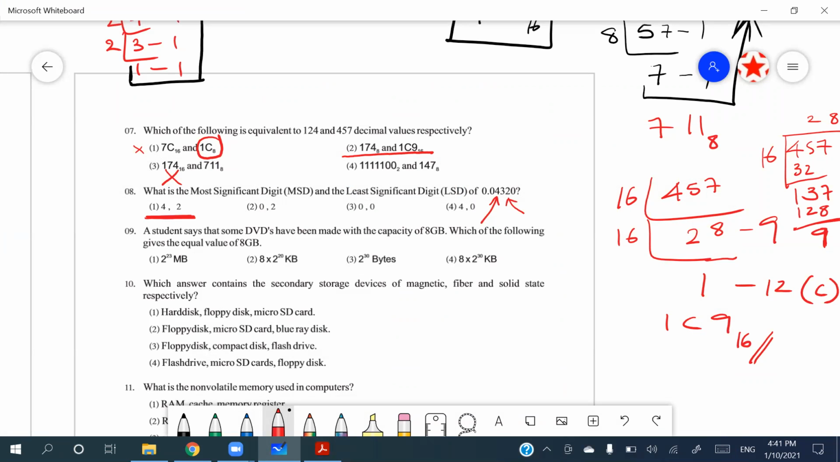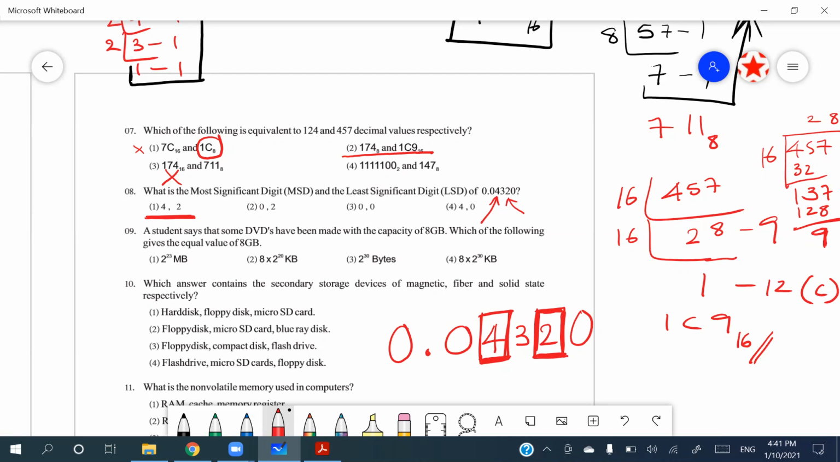So remember, when it comes to decimal values with no integral part, the leftmost value which is not 0 is the MSB, the most significant digit, and the least significant digit is the rightmost value which is not a 0. So the first one is going to be the answer.